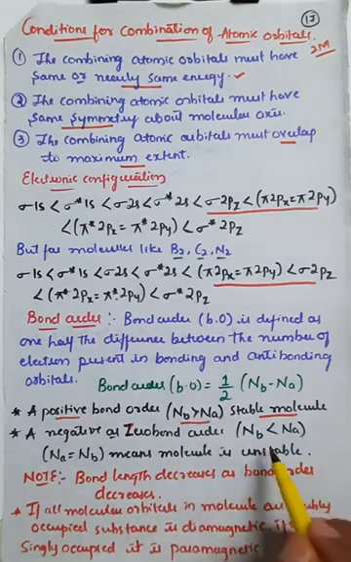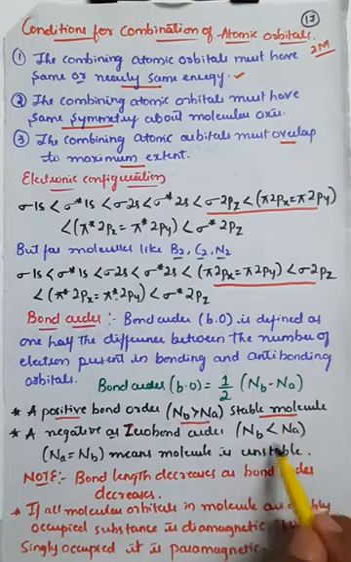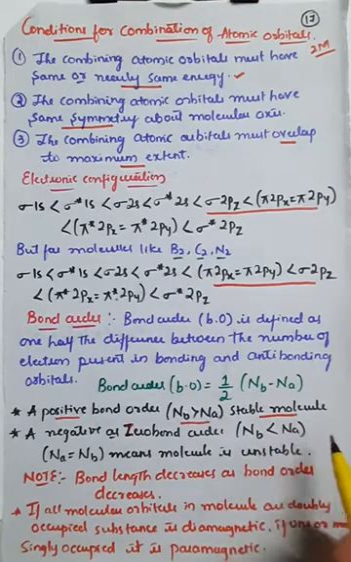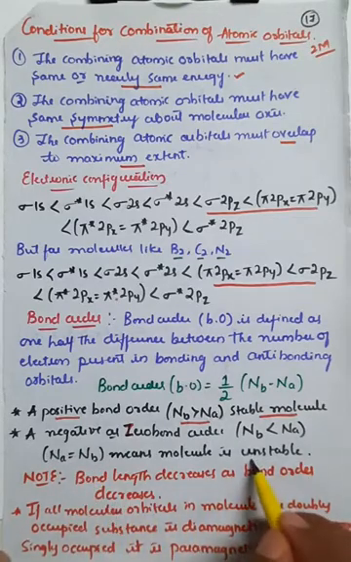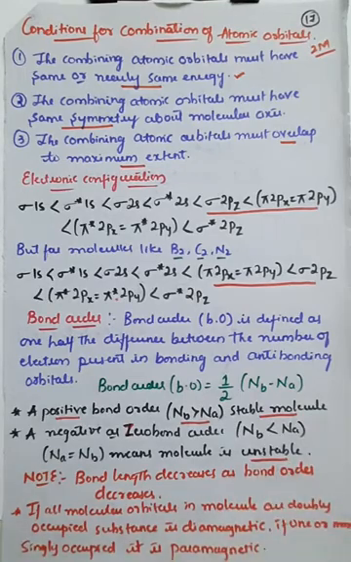So that is only when the number of electrons in bonding molecular orbitals is less than the number of electrons in anti-bonding molecular orbitals, or there may be Na equal to Nb, which means the number of electrons in anti-bonding molecular orbitals is equal to the number of electrons in bonding orbitals, which means the molecule is unstable. Always remember, these two are very important points.